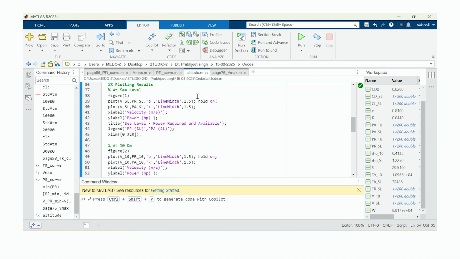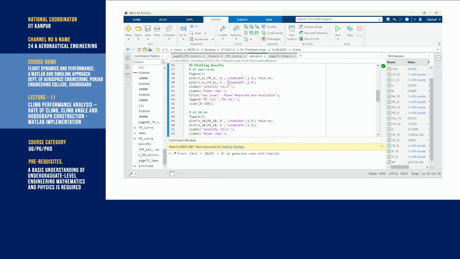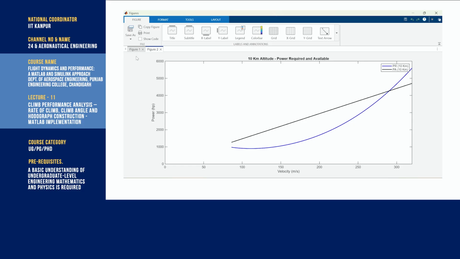Now let us see what is the power required. Remember, we have already drawn the figure of power required with velocity. So at 150 meters per second, what is the power required? Let us see through our plots. This is the code that we have written in the previous lecture. Let me run this code. This was applicable for sea level as well as at 10 kilometers. Currently we are dealing with the question for sea level.